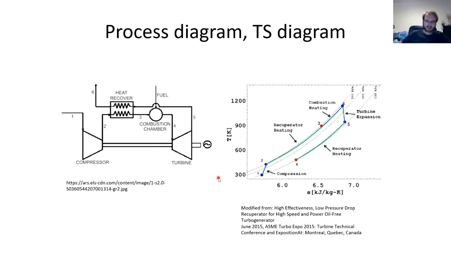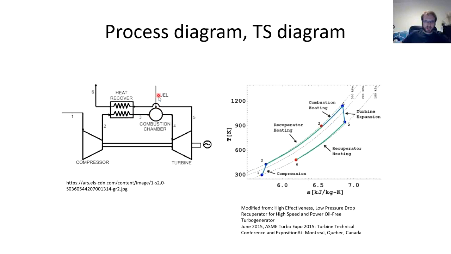Now let's have a look at the whole system in the diagrams. So we have the inlet of the air going to the compressor, which pressurizes it. Then here is the recuperator that preheats the air before the combustion chamber. Therefore, it saves us some of the fuel input.